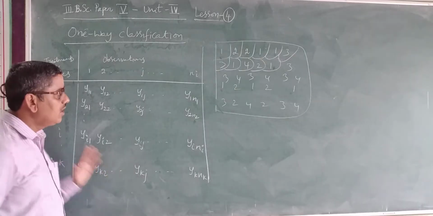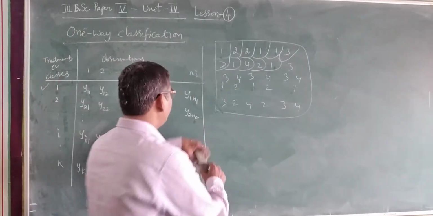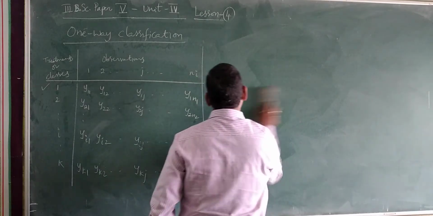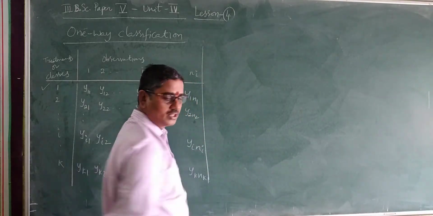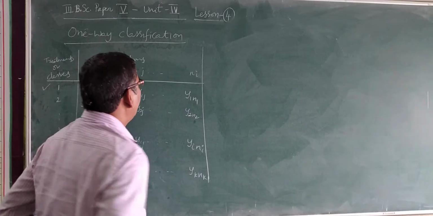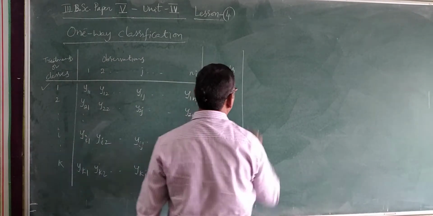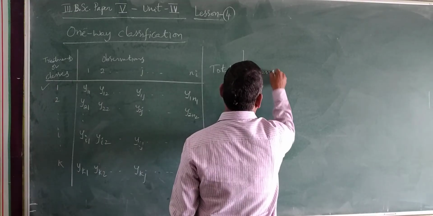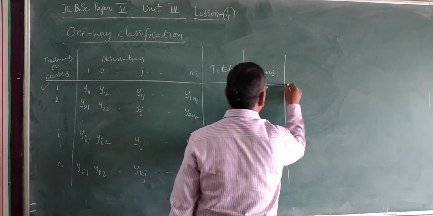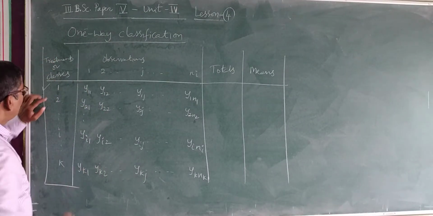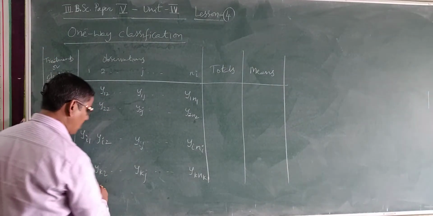Have you understood? For analyzing this, we also have to consider, in one-way classified data, the totals and means of the classes. How many classes do we have? 1, 2, and so on, k.